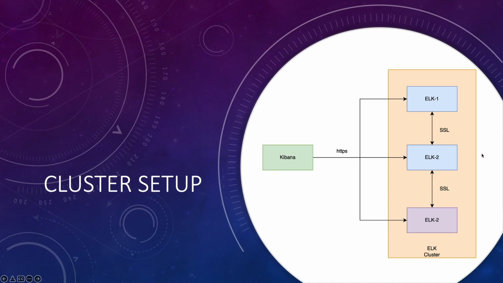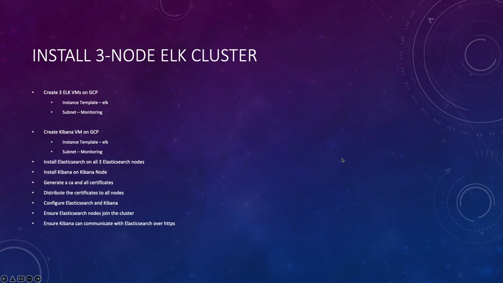Hey guys, in this lecture, we'll create a 3-node Elasticsearch cluster with 2 nodes being master eligible. We'll also separate out our Kibana application onto its own instance. The communication between Elasticsearch nodes will be over SSL, and the communication between Kibana and our Elasticsearch cluster will be over HTTPS. Now, here are some steps.